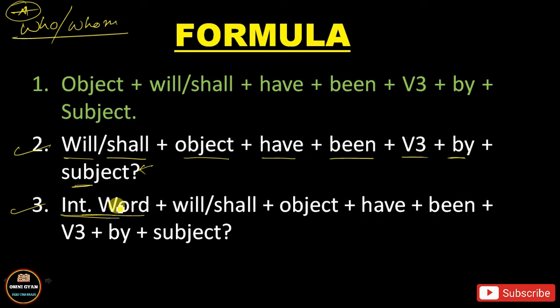Now in the active voice, whichever interrogative word will be given to you, you will have to use the same interrogative word in your passive voice also. जो भी interrogative word, अगर what से शुरू होता है sentence, if the question begins with what, you have to use what only in the beginning. ठीक है, and I'll be showing you examples also. So that same interrogative word, after that either will or shall, आप will लगाइए या shall लगाइए according to the question, and then you have to use an object, and then have, and then been, and then verb third form, and then by, and then subject, and then question mark. Alright, please write it down.